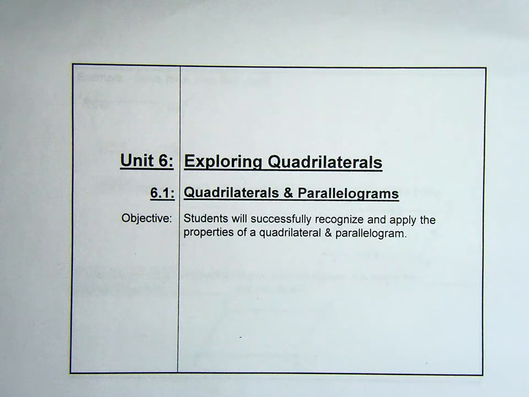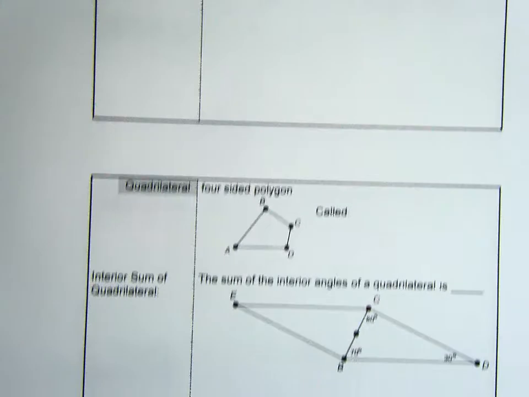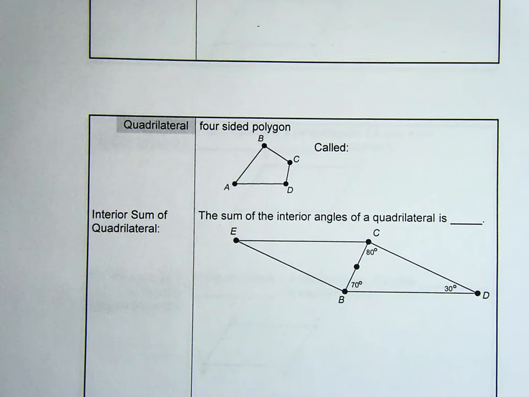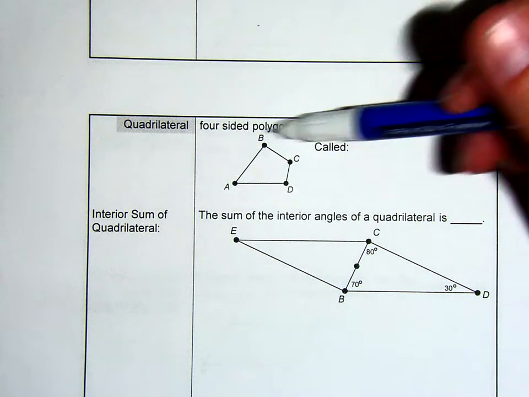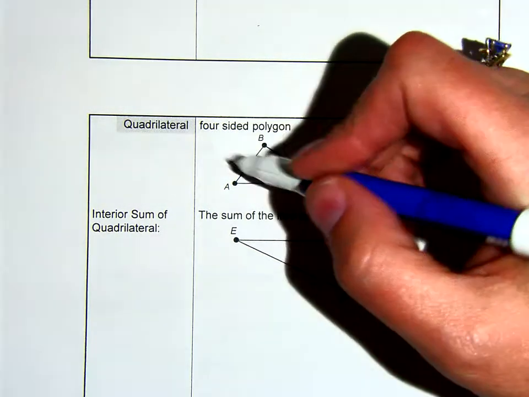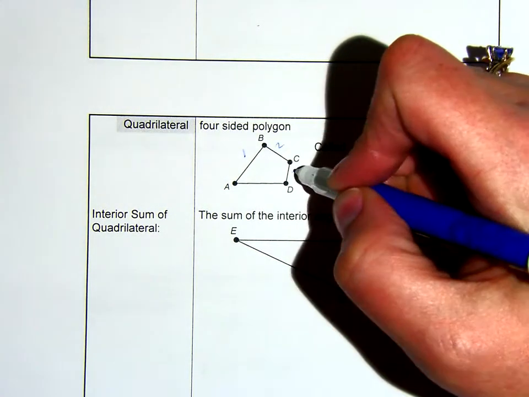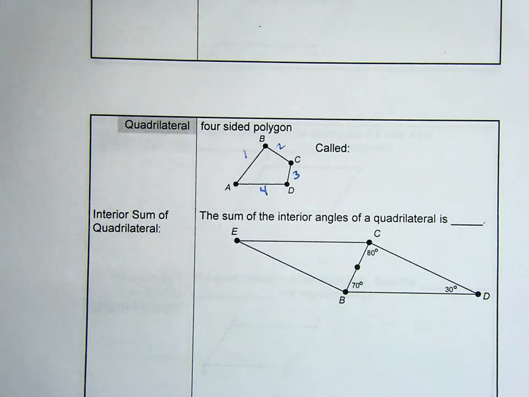Unit 6, Exploring Quadrilaterals, Section 6.1, Quadrilaterals and Parallelograms. Our objective is students will successfully recognize and apply the properties of quadrilaterals and parallelograms. So at first, we should define quadrilateral. A quadrilateral is a four-sided polygon. So this is an example because there are 1, 2, 3, 4 sides.